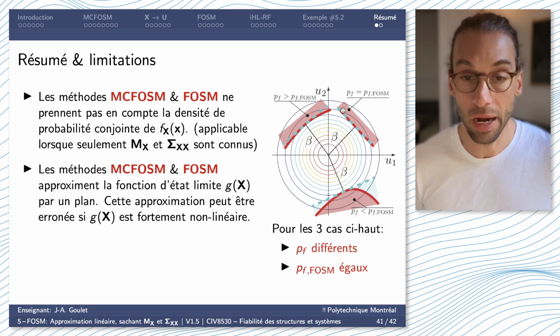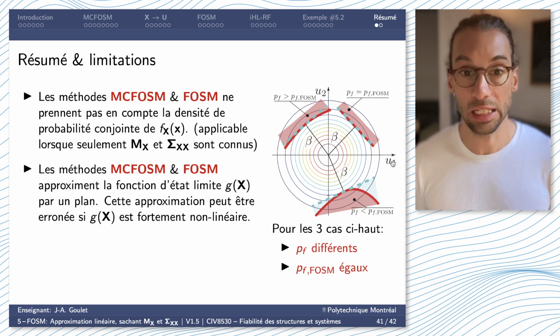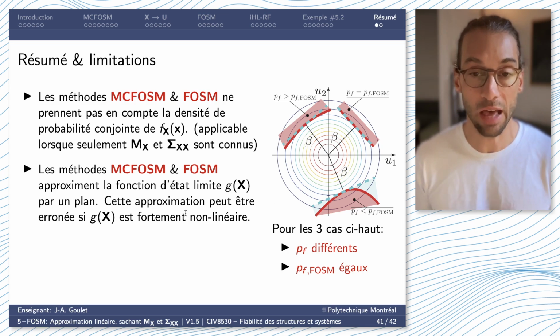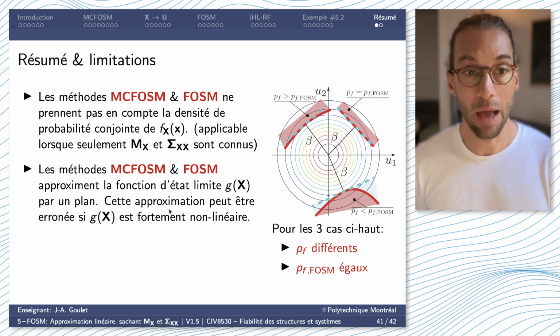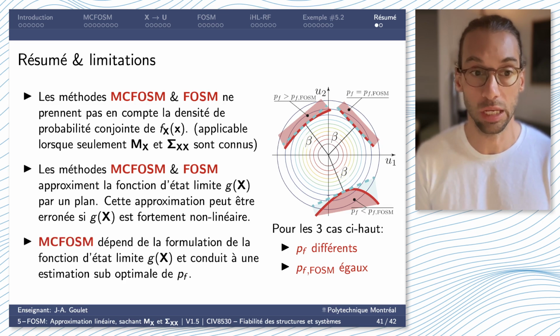So if my true limit state surface is linear, it's going to be a very close approximation to reality, but if it's nonlinear, such as this, I can either underestimate my probability of failure or overestimate it. So whenever we have a strongly nonlinear limit state surface, I might not get an accurate representation of the probability of failure using both methods.